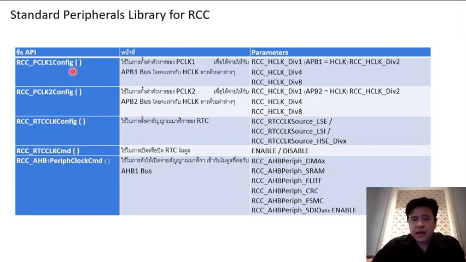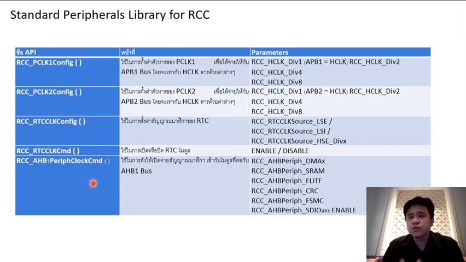What else? For this one, I do not want to cover it for now because here we have to deal with something called RTC, or real-time clock. This one is used to provide the real-world watch for your system. We will talk about it later, maybe in the next chapters. Okay, what else do we have? We have the RCC APB1 peripheral clock command.